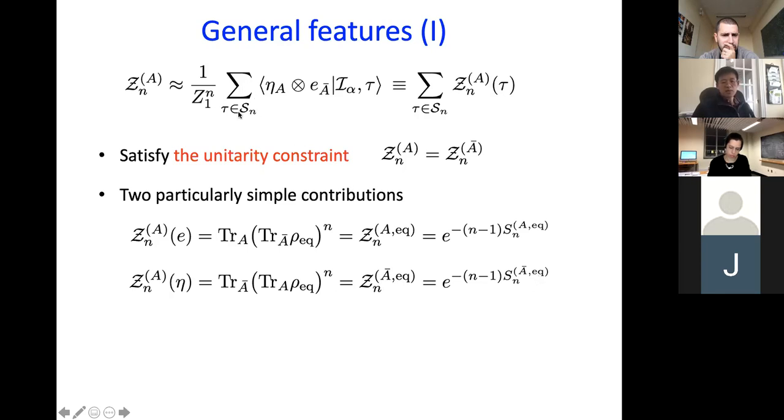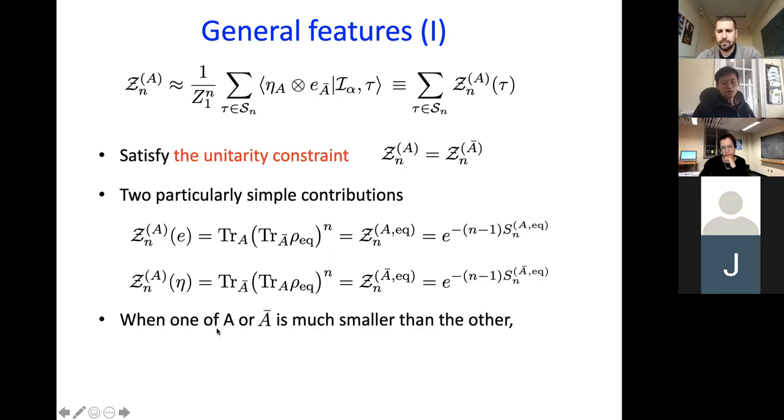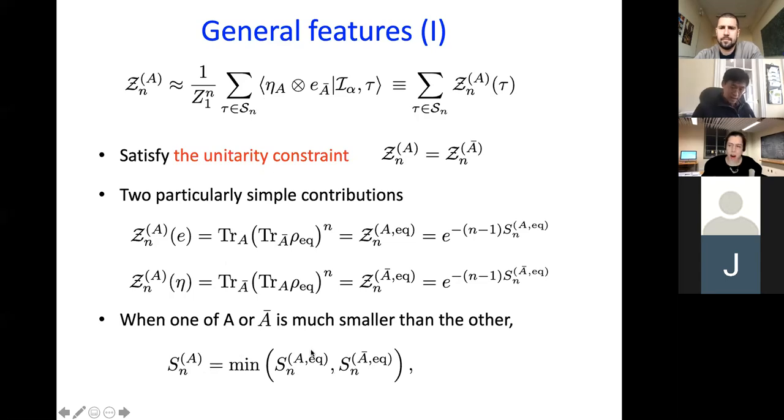But other permutations will involve more complicated trace structure between A and A bar, and you cannot write them in such a more intuitive form. Now you can show that if one of A or A bar is much smaller than the other, then one of them will dominate and the other will become small, and you get this answer: just the minimum between the equilibrium entropy of A and the equilibrium entropy of A bar. And again, we have a question.